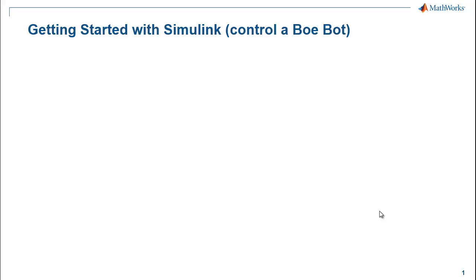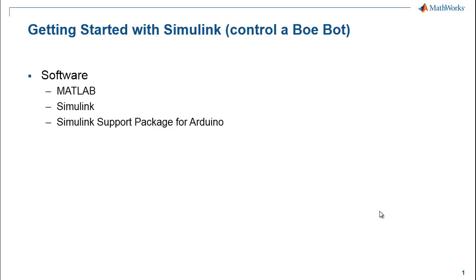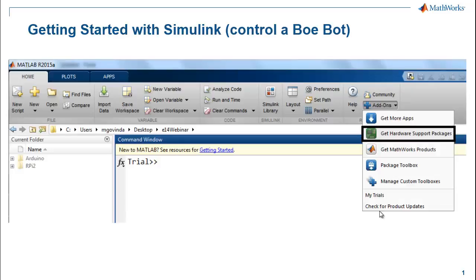In this demo, we are going to see how to get started with Simulink and Simulink support package for Arduino to control a Bobot. For this, I have MATLAB, Simulink, and Simulink support package for Arduino installed. If you do not have the support package installed, go to the Add-ons tab in MATLAB and click on Get Hardware Support Packages to download and install the support package.